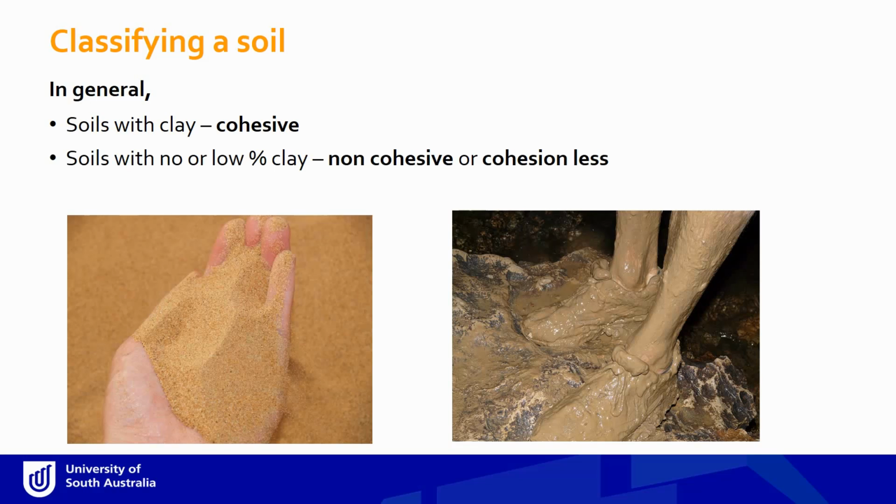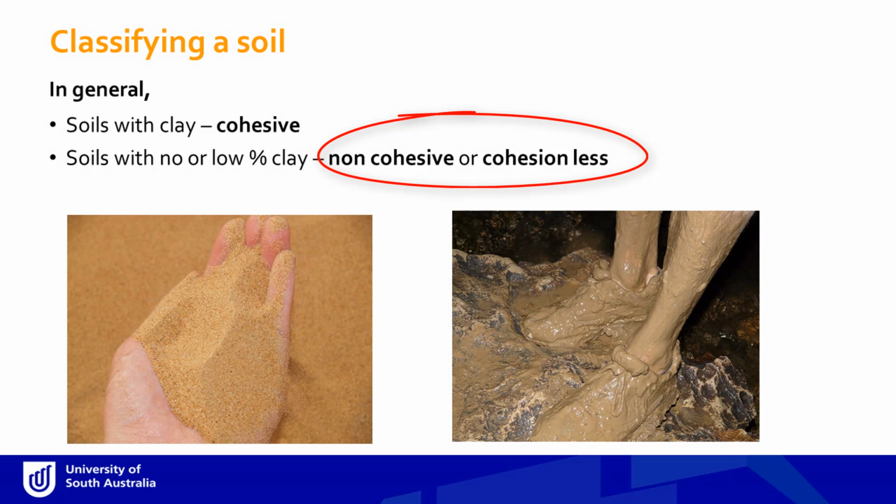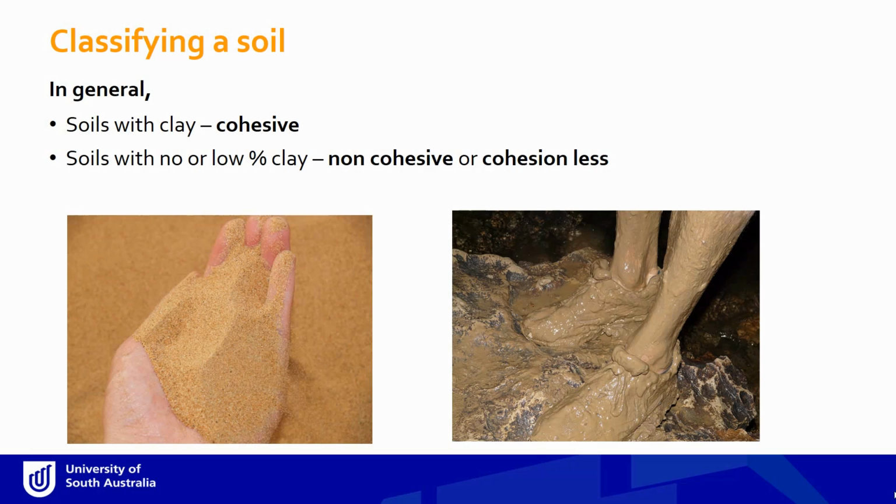The second type of soil we see around us, we call non-cohesive soil or cohesionless soil, basically sand with a low or no percentage of clay in it. Now it can also be a gravelly soil with some percentage of clay in it.